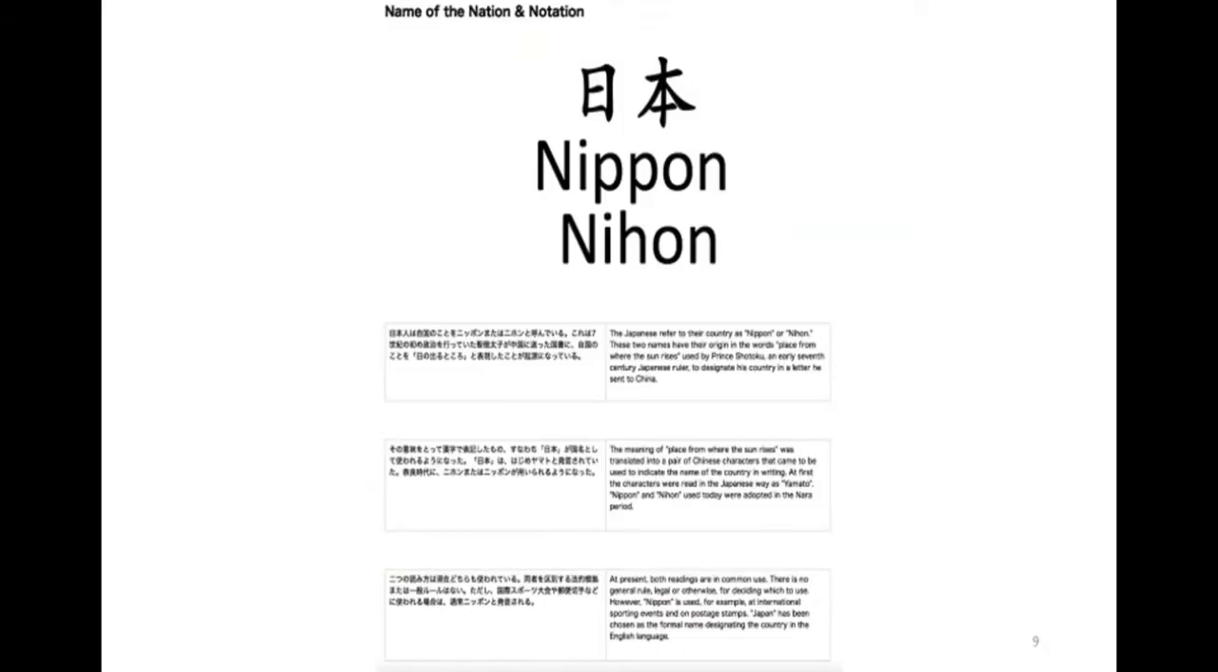Page 17-1. Name of the country and its notation. The Japanese refer to their country as Nippon, or Nihon. These two names have their origin in the words "place from where the sun rises" used by Prince Shotoku, an early 7th century Japanese ruler, to designate his country in a letter he sent to China. The meaning of "place from where the sun rises" was translated into a pair of Chinese characters that came to be used to indicate the name of the country in writing.